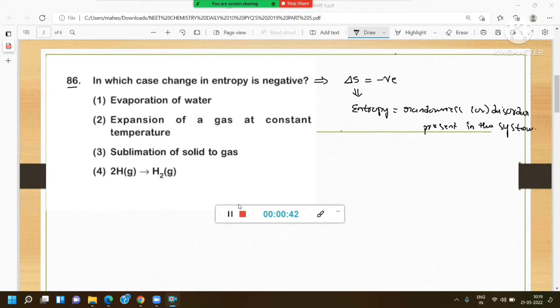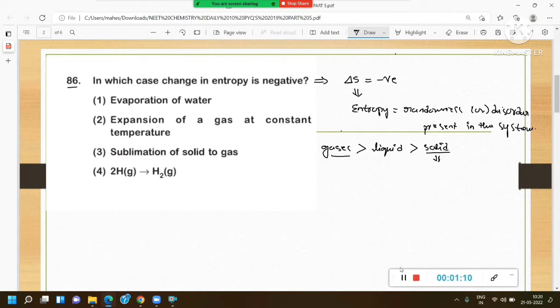We know that gases have higher entropy than liquids. Liquids have higher entropy than solids. Solids have the lowest entropy value. Why? Because they are arranged in a close packed structure. Gases have the highest entropy value. Why? Because there is an increase in randomness or disorder in the system.